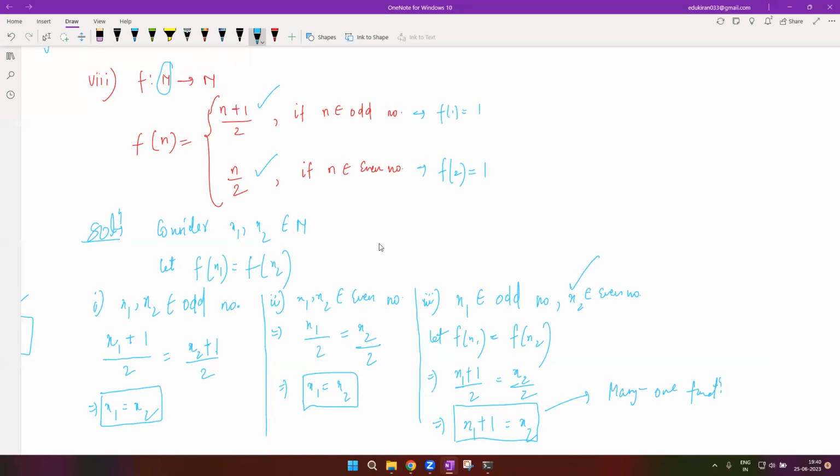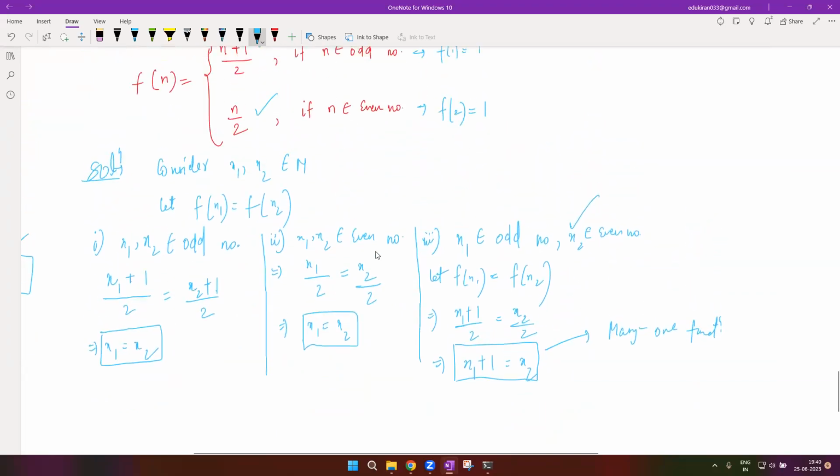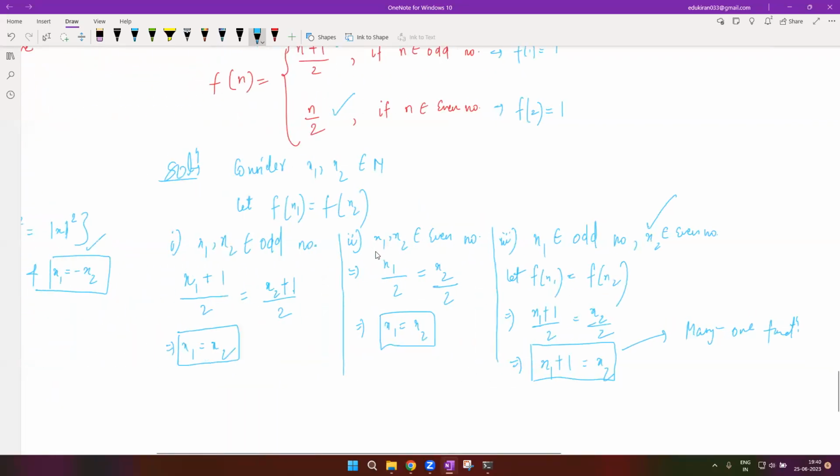Sir, is there any fourth case? Yes, there is a fourth case as well. x1 is even and x2 is odd. That would be the same. In that case, we will get the answer x1 is equal to x2 plus 1, which is exactly the same. If you put x2 as 1, then x1 will be 2. So 1 and 2 produce the same result. Similarly, 3 and 4 produce the same result. 5 and 6 produce the same result. 7 and 8 produce the same result. So the question works like that.